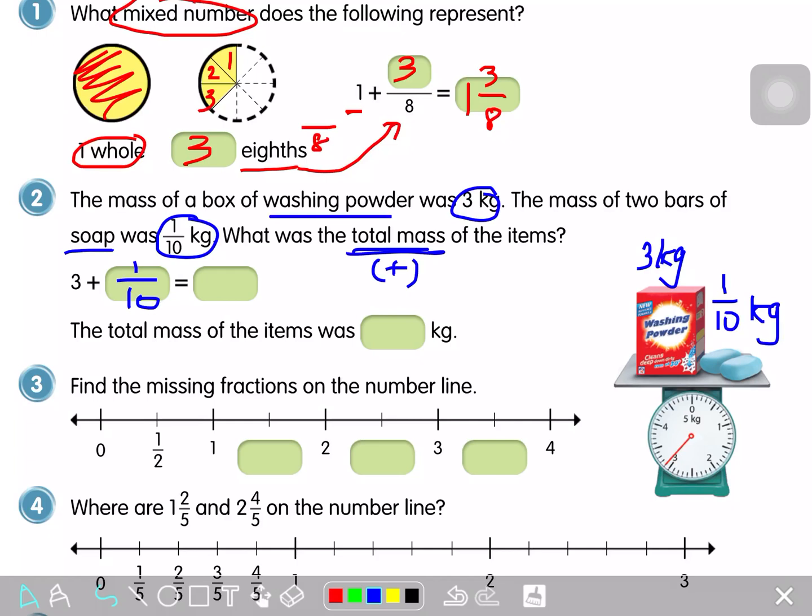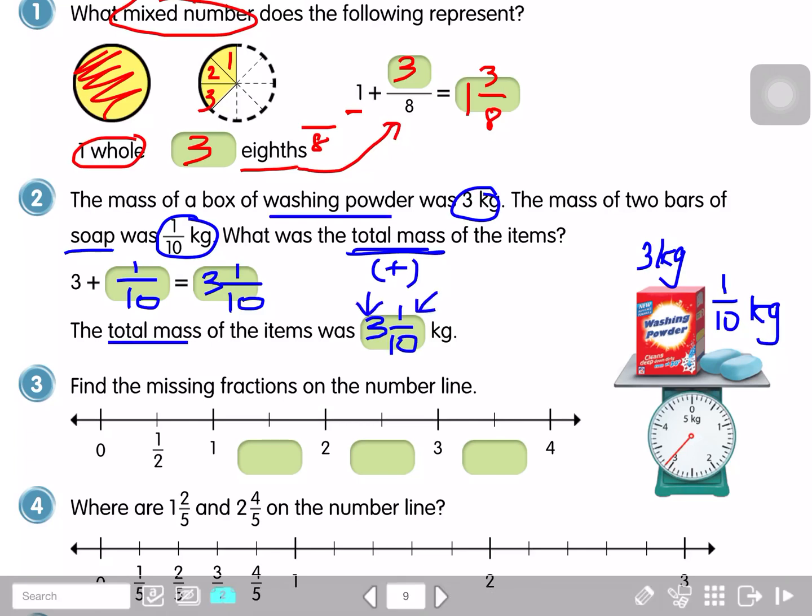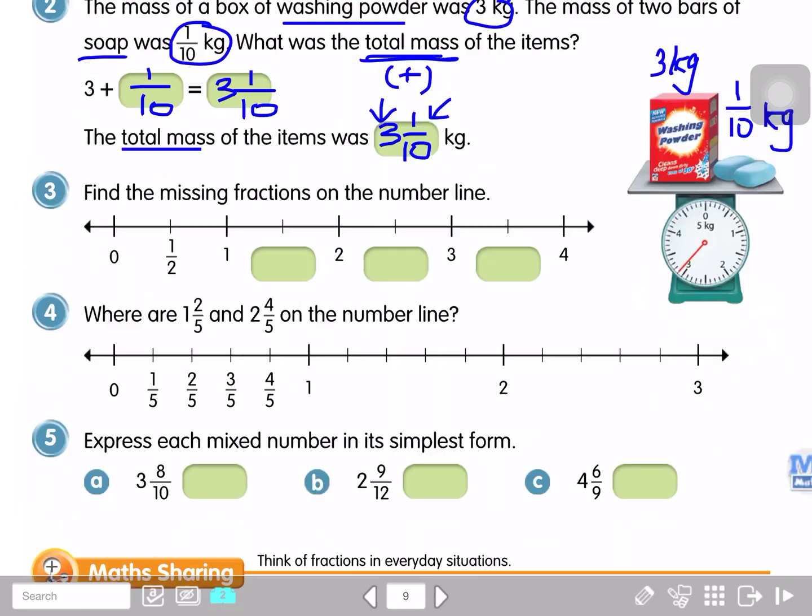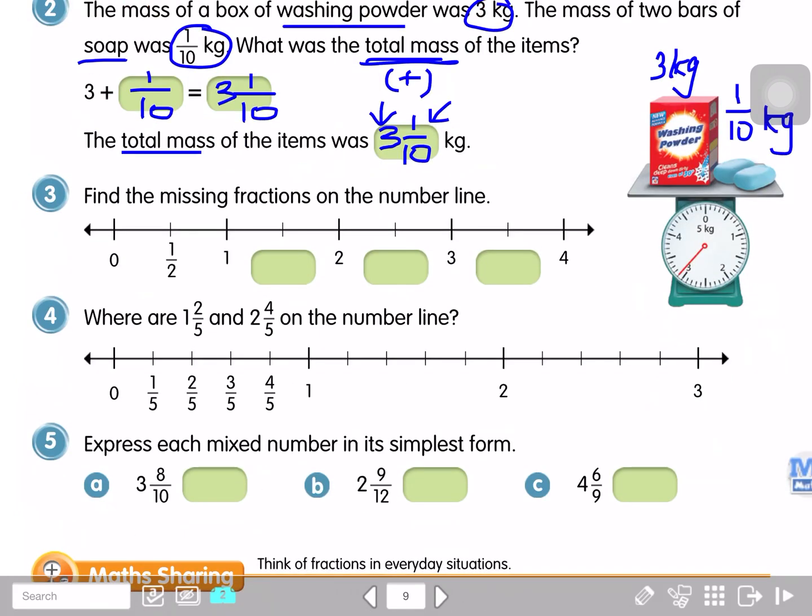3 and 1/10, we write it this way, 3 and 1/10. So the total mass was 3 and 1/10 kg. Okay, so this is a mixed number made up of a whole number, which is 3, and a fraction, which is 1/10. Now let's look at questions 3 and 4. These are number lines, and we need to fill in the missing fractions.